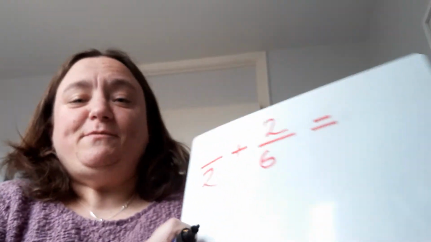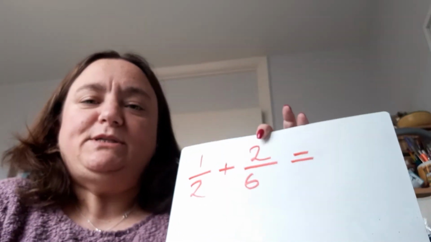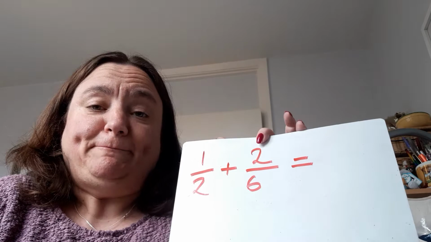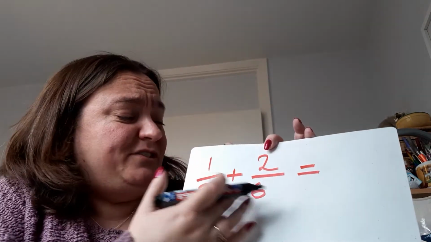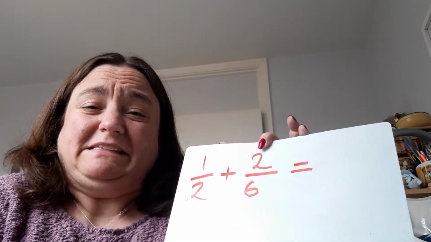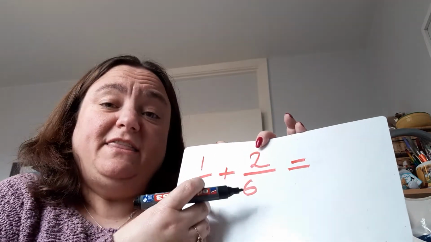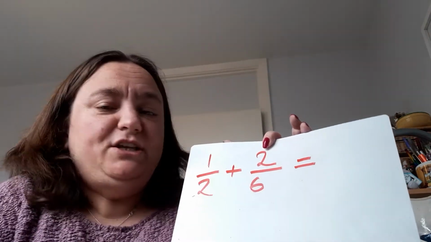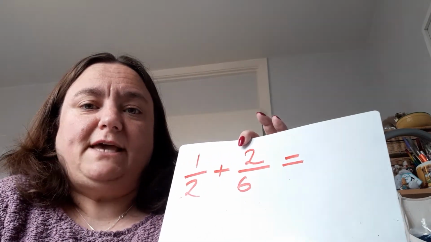In this video, Sycamore Class, we're going to look at what happens when we add two fractions together, but they've got a different denominator. Now, I know I can't just add the denominators. I can't say 2 add 6, because they're not 2 and 6. They're halves and sixths, and they're not the same thing. So I need to change my denominators so that they are the same.